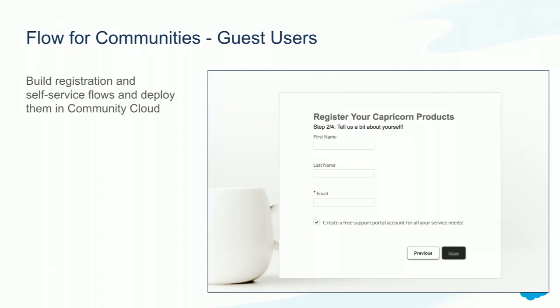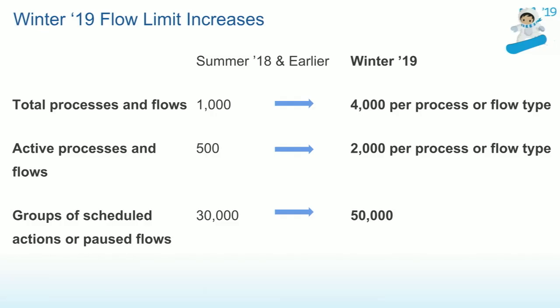A few brief mentions. We're very pleased to be able to extend to Community Cloud guest users the ability to run flows as well, because there are a lot of very interesting use cases that our Community Cloud Flow HANA members have been asking for, like self-registration and survey capability built right into the Community Cloud portal pages. That's now available. We've made some substantial increases to limits. You can see them up here on the screen. We have dramatically increased the number of total processes and flows you can have, and also the number of active processes and flows you can have.